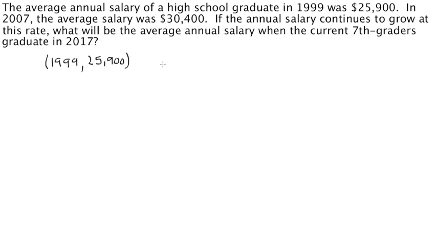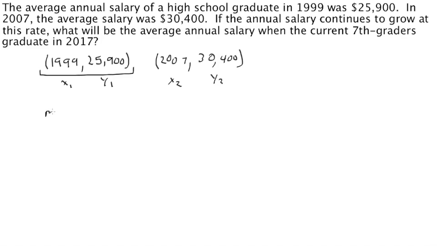So this line is going to go through 1 point, 1999, 25,900, and the second point is going to be 2007, 30,400. Now from this point, it essentially proceeds exactly the same way as our previous problems. We want to put this into point-slope form, so we need to find the slope, we need to find a point. Again, it doesn't matter which one we use, so let's go ahead and use this point. So I'll call this x1, this y1, this will be x2, this will be y2.